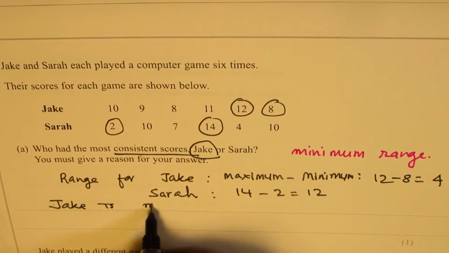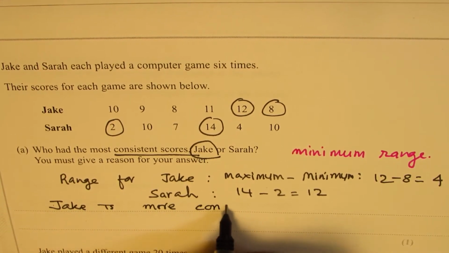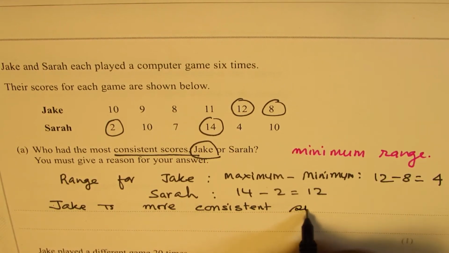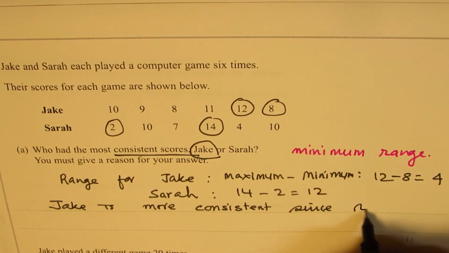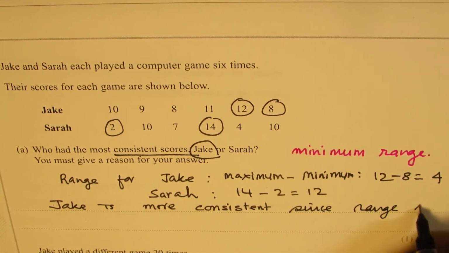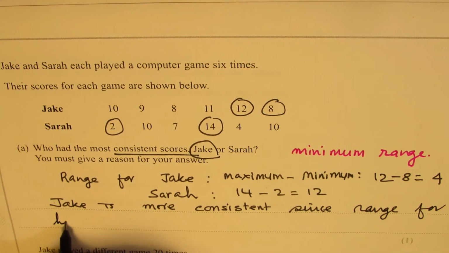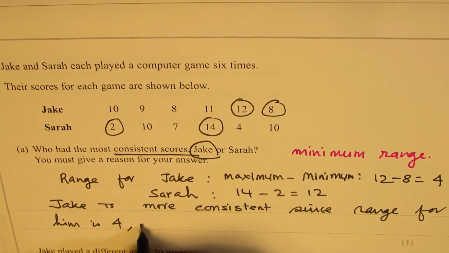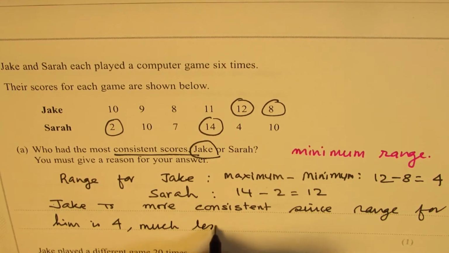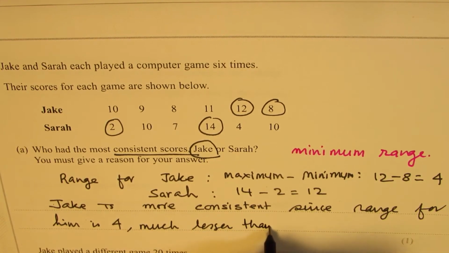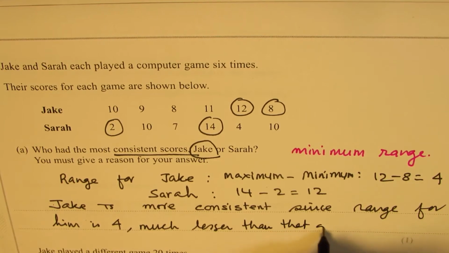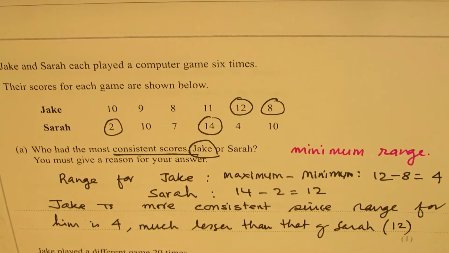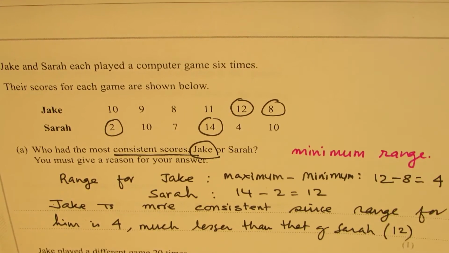Jake is more consistent since the range for him is 4, much lesser than that of Sarah, which is 12. Is that clear? So we could answer it in this fashion.